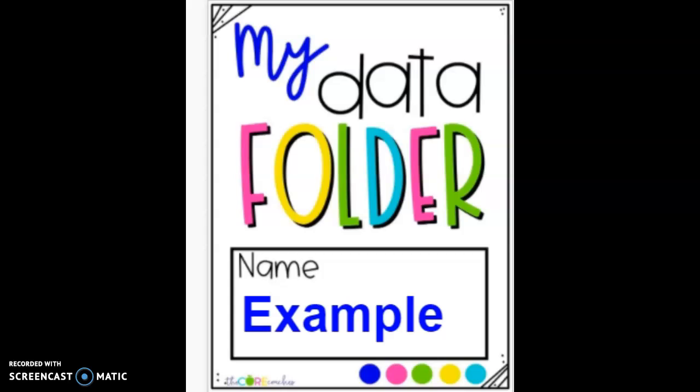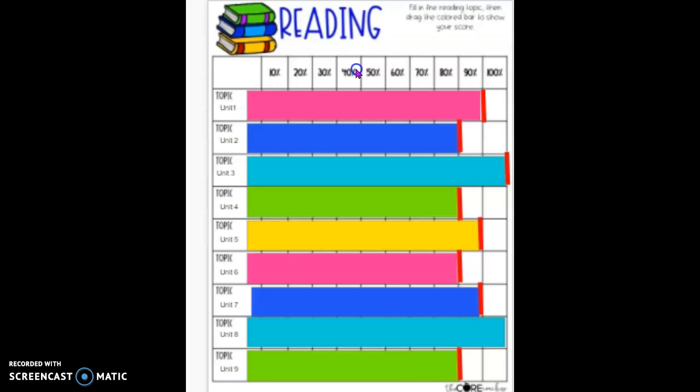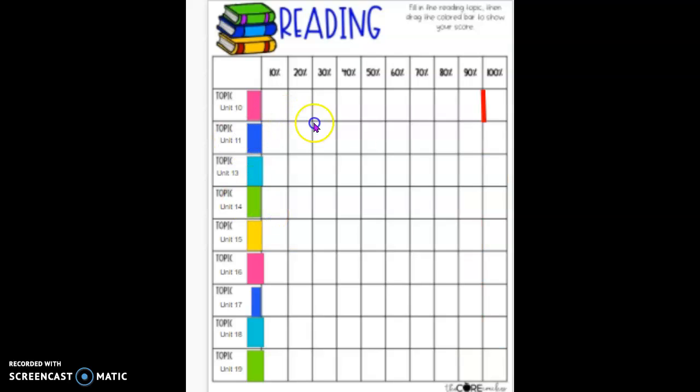So once you get here, you are going to go to Reading, and then you scroll down to this, Reading, and then you go to Unit 10, because that's the test we took yesterday, and then you'll drag this little bar to wherever the red line is.